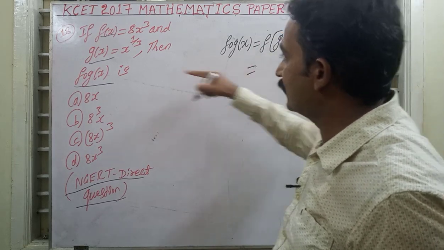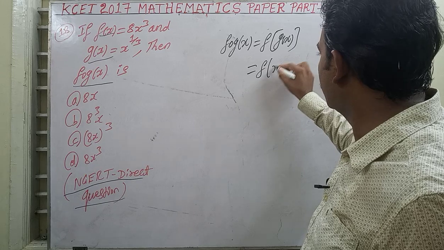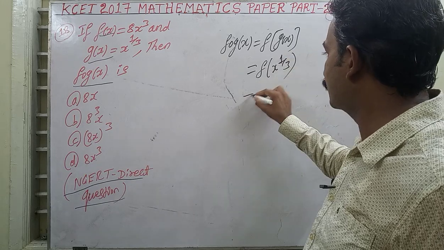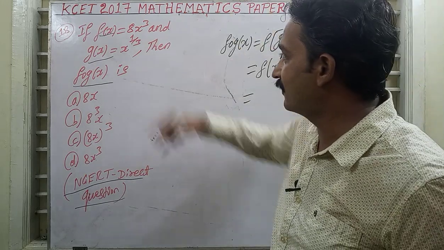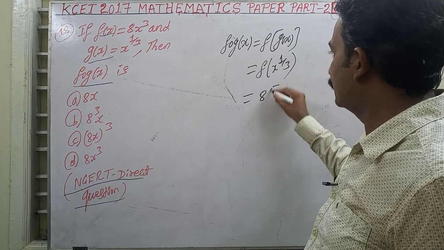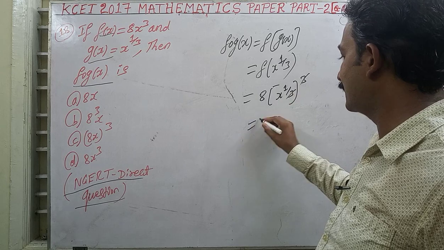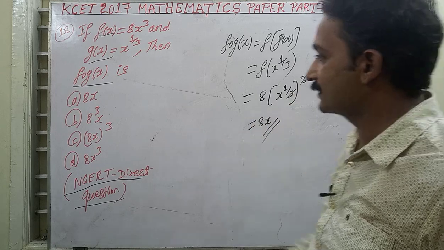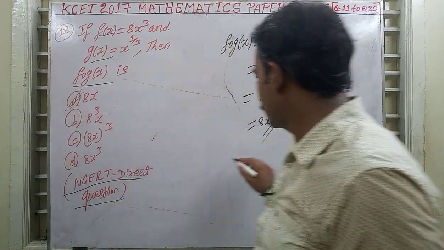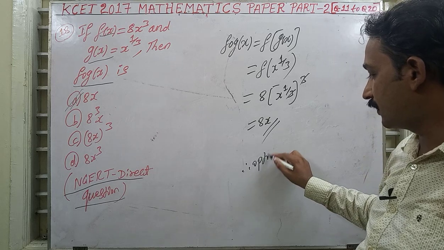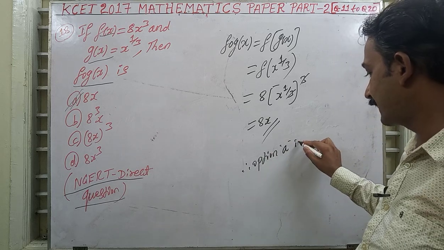g of x is what? x to the power of 1 by 3. Now put x to the power of 1 by 3 in f of x. So it becomes 8 into x to the power of 1 by 3, whole to the power of 3. The 3 gets cancelled, 8x. 8x is the correct answer. So option A is correct. So therefore option A is correct.